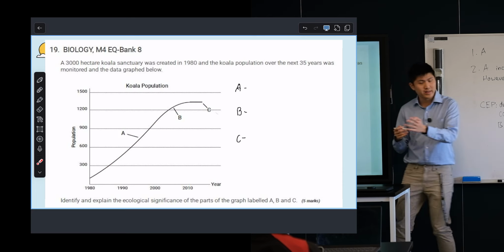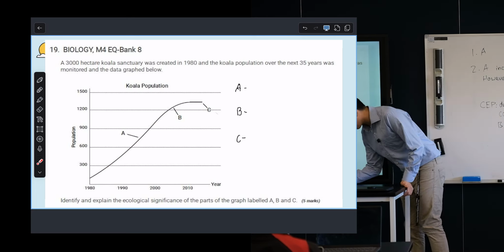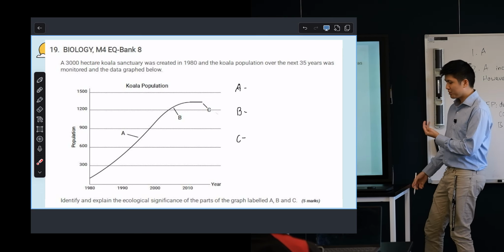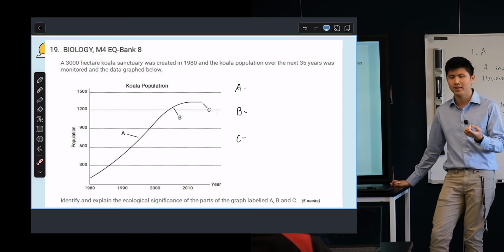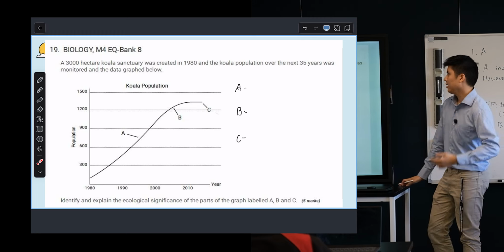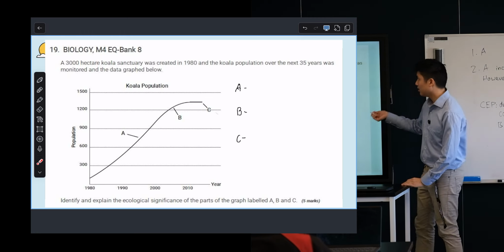But what you can do in that case is you look at the mark distribution. So we can see that it's worth 5 marks here. That's quite a lot of marks, right? So if you see this graph and you just talk about one trend for a 5 marker, you should be thinking, oh, this is not right. I should be writing more. But in this case, they've given us our 3 trends to analyze. So let's just do that now.